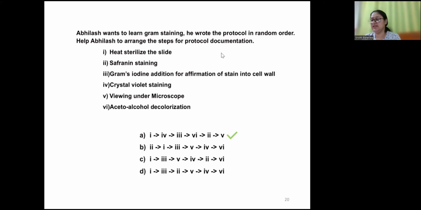Second, we subject it to crystal violet staining. Third, Gram's iodine is added for the addition of affirmation. Then comes the decolorization step, followed by safranin staining and viewing under the microscope. So yes, these are the different steps of Gram stain.